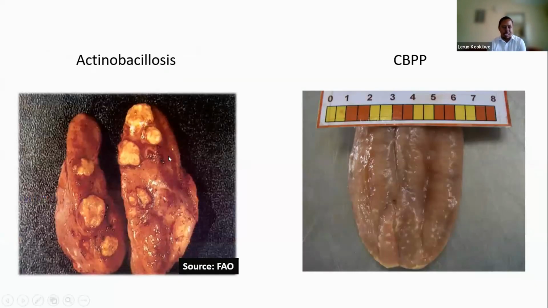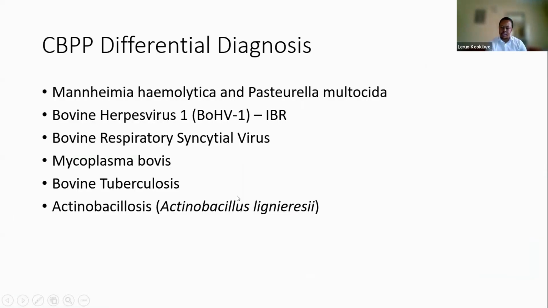These are the sort of lesions with actinobacillosis on the left. Those nodular caseous lesions, but with CBPP, they're slightly different. This is the lymph node, necrotic as well.